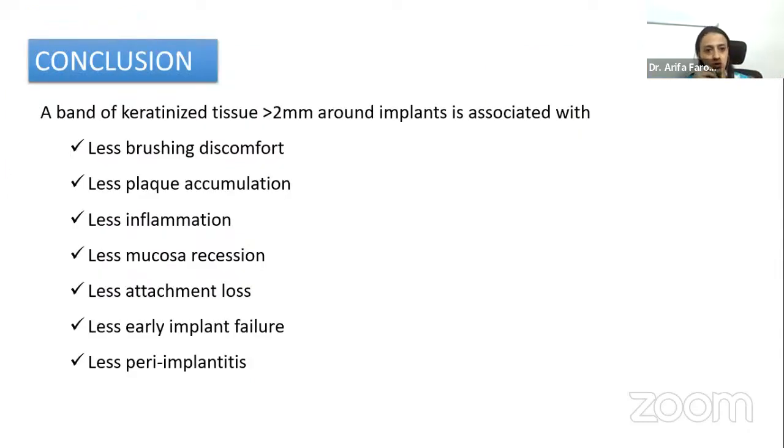So coming to the conclusion, we can say that a band of minimum 2 mm of keratinized mucosa, more than or equal to 2 mm around implants, is associated with lesser brushing discomfort, lesser plaque accumulation, lesser inflammation. When the patient is able to maintain his oral hygiene in a much better way, there won't be any plaque accumulation. When there is no plaque accumulation, there won't be any inflammation. No inflammation, no mucositis. No mucositis, no peri-implantitis, and then there are lesser chances of implant failure.